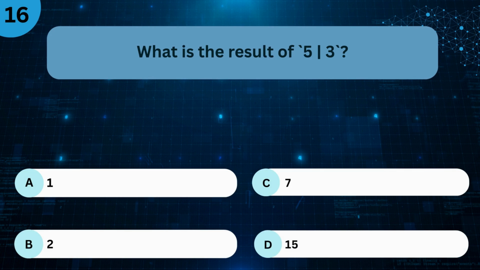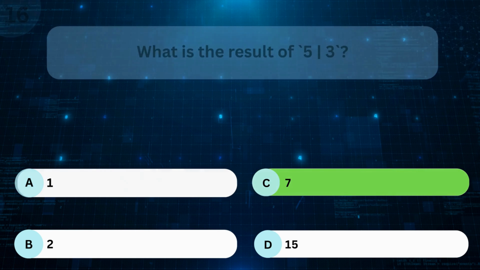What is the result of 5 | 3? A. 1, B. 2, C. 7, D. 15. The right answer is C. 7.